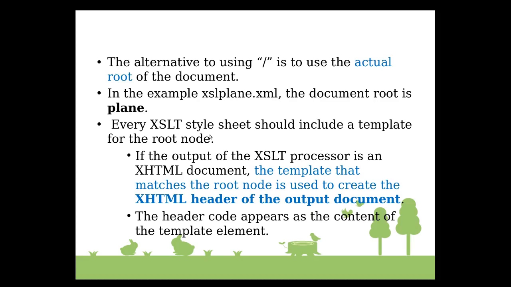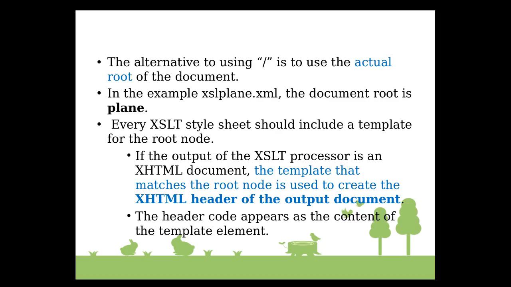If the output of the XSLT processor is an XHTML document, the template that matches this root node in the XML document can be used to create the XHTML header of the output document. So what will be the content, or the body, of that particular pattern or template?